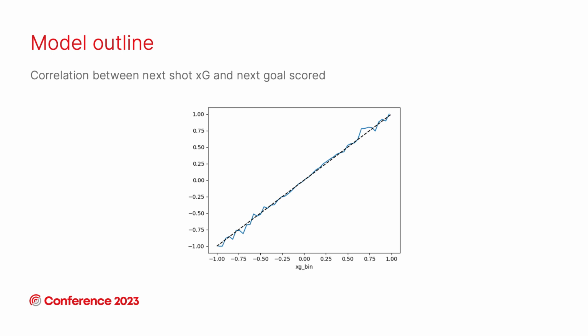This is a very quick justification of using next shot xG rather than next goal scored. I think next goal wins game is the intuitive way you'd represent this model, but if you use next shot xG, you get something that's very strongly correlated with it, and you get a bit more signal because shots are much more common than goals.